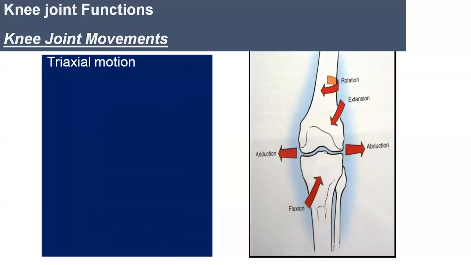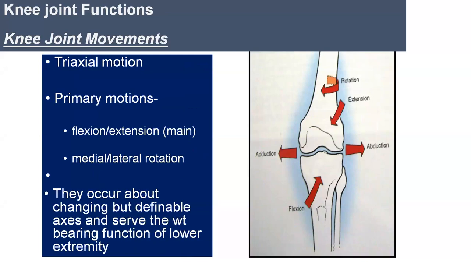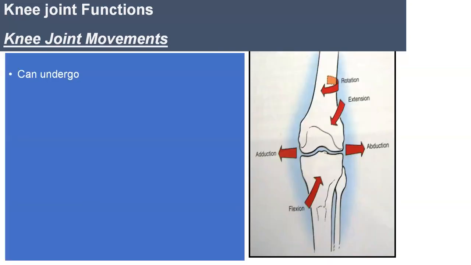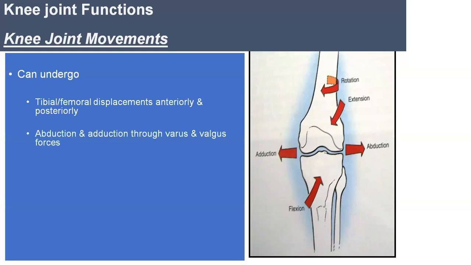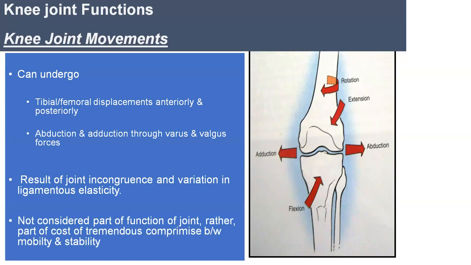So the knee joint movements are triaxial. The primary motions, as already told, are flexion and extension as the main, and medial and lateral rotation. They occur about changing but definable axes and serve the weight bearing function of the lower extremity. They can also undergo tibiofemoral displacement anteriorly and posteriorly, and abduction and adduction through varus and valgus forces, a result of joint incongruence and variation in ligament elasticity. These are not considered part of the function of the joint, rather a part of the cost of the tremendous compromise between mobility and stability.